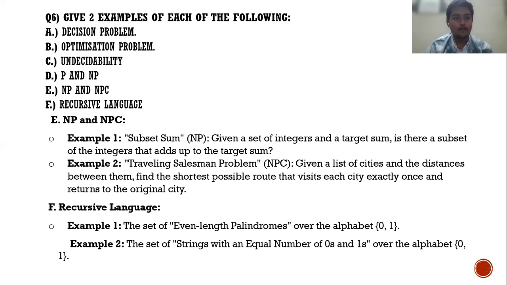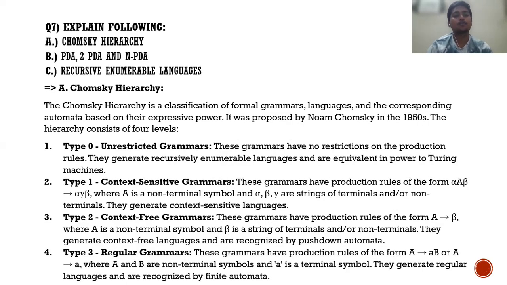On to the next, we have question number 7, where we have to explain the following things, which are Chomsky hierarchy, PDA, 2PDA, and NPDA, and recursively enumerable language. The Chomsky hierarchy is a classification of formal grammars and languages and corresponding automata based on their expressive power. It was proposed by Noam Chomsky in the 1950s, and the hierarchy consists of 4 levels. You can see here: type 0, unrestricted grammar; type 1, context-sensitive grammar; type 2, context-free grammar; and type 3, regular language.